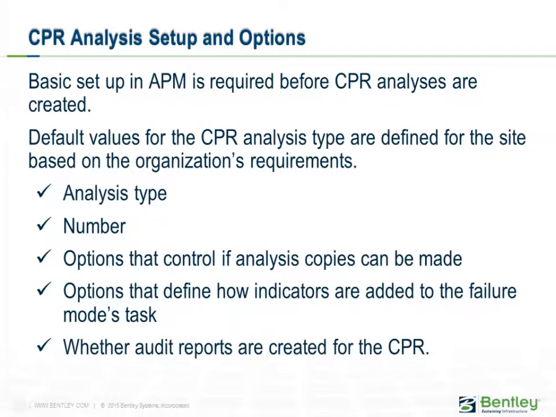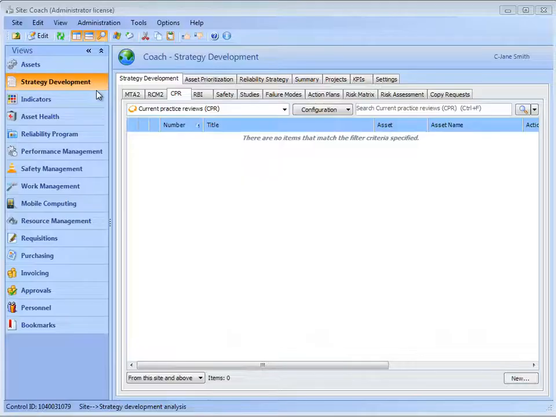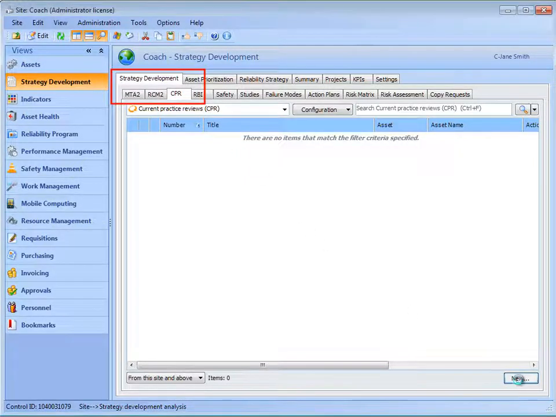Additional options that are defined are whether indicators are added automatically to a failure modes inspection task and whether audit reports are created for the CPR. In this presentation, we will use the settings but will not go into detail on how they are created or maintained. CPR analyses are created from the site's Strategy Development view, Strategy Development, and CPR tabs.